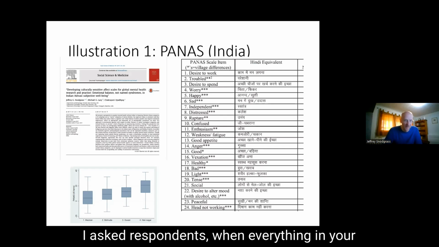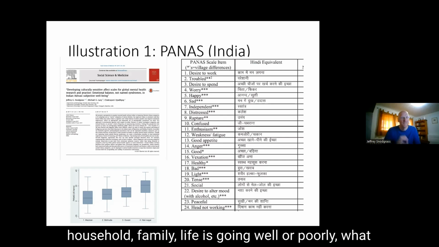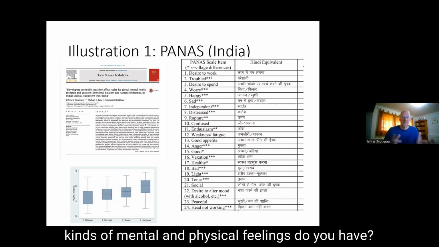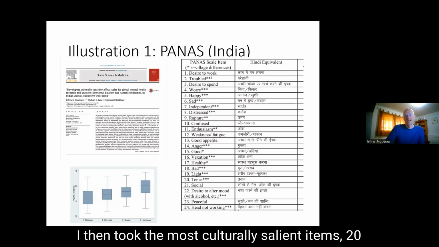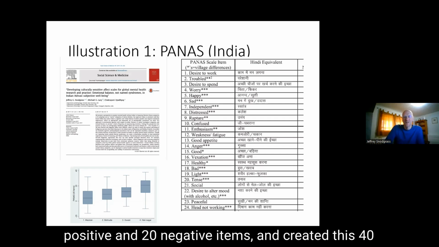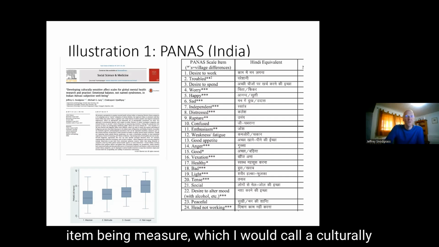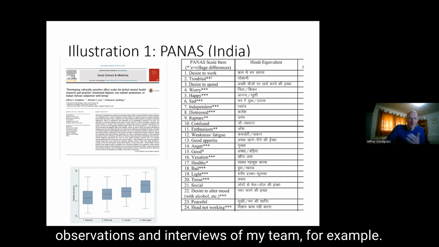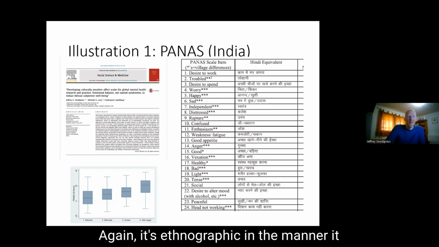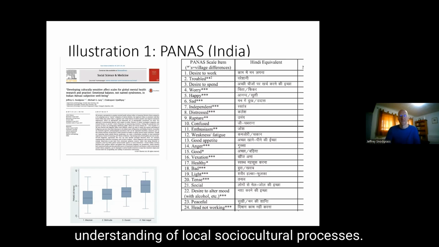I asked respondents, when everything in your household, family, life is going well or poorly, what kinds of mental and physical feelings do you have? I then took the most culturally salient items, 20 positive and 20 negative items, and created this 40-item measure, which I would call a culturally informed insider measure, because it's based on free listing combined with some of my own observations and interviews of my team, for example. Again, it's ethnographic in the manner it captures local experiences and aids in my understanding of local sociocultural processes.